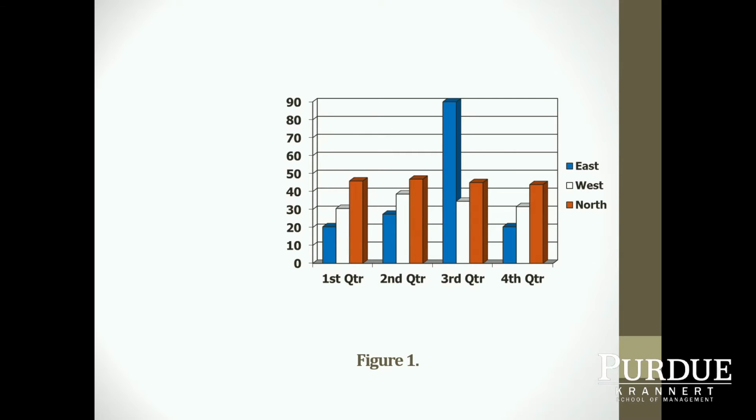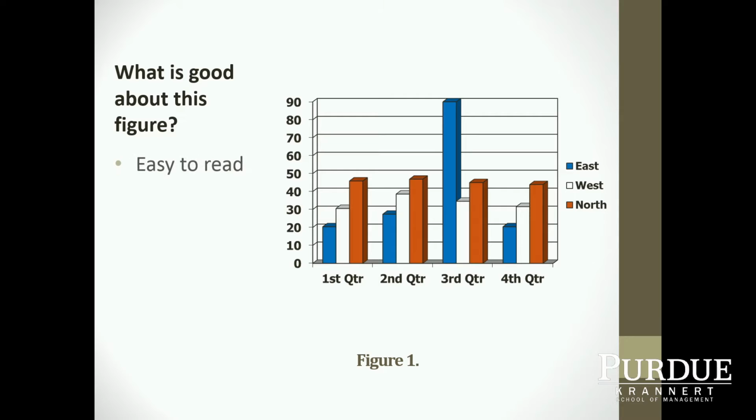All right, here is a sample of data. But what is good about this data? It's easy to read. You can clearly see there are 3 colors represented and that they have a purpose. It has a key. It tells you what east is represented by, west, and north.